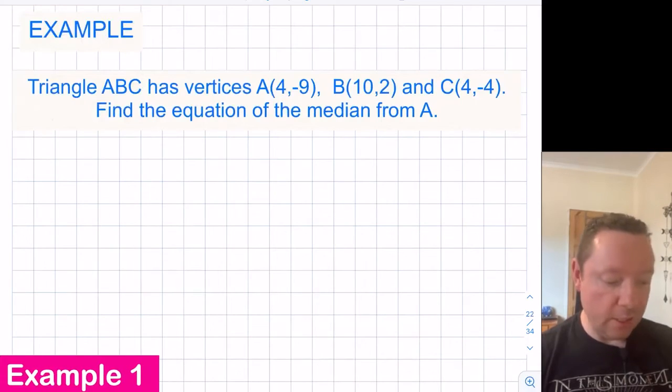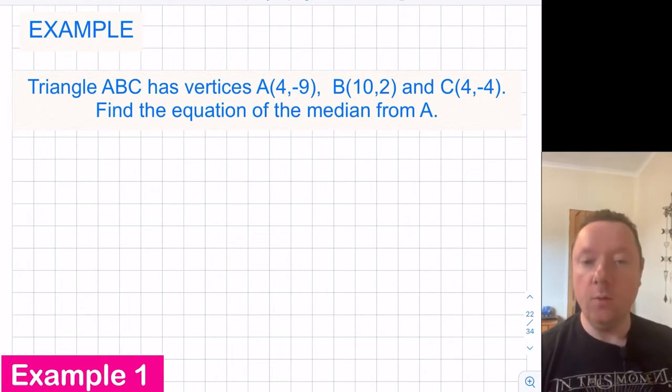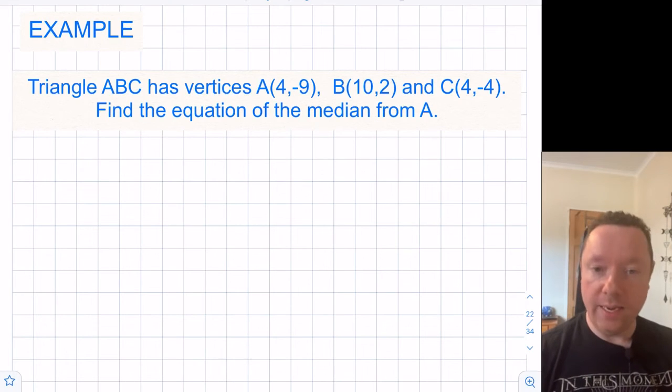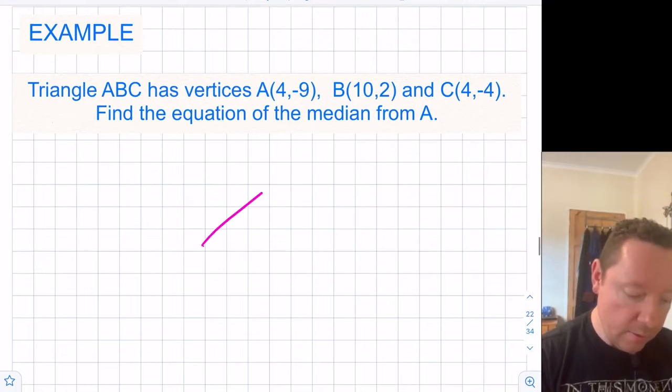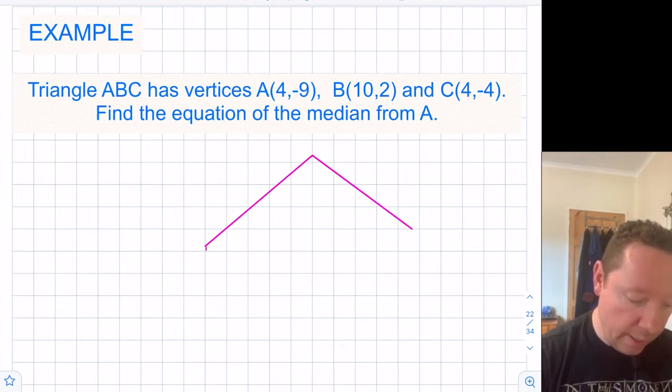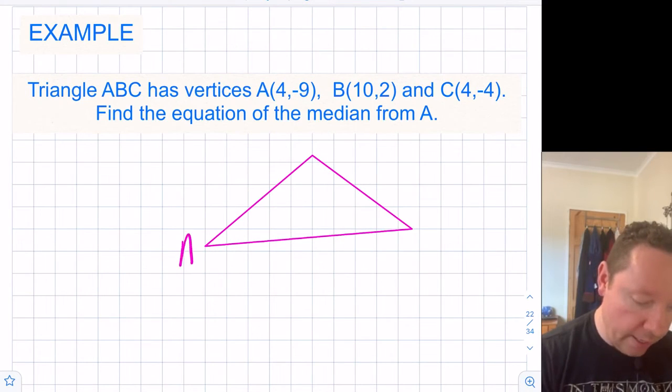First example says triangle ABC has vertices A(4, minus 9), B(10, 2), and C(4, minus 4). Find the equation of the median from A. So I might as well just draw a triangle to see what I'm looking at. It doesn't have to be exact, it doesn't have to be accurate, it can just be any old triangle just to give me an idea. Let's just call that A, this is B, and this is C.